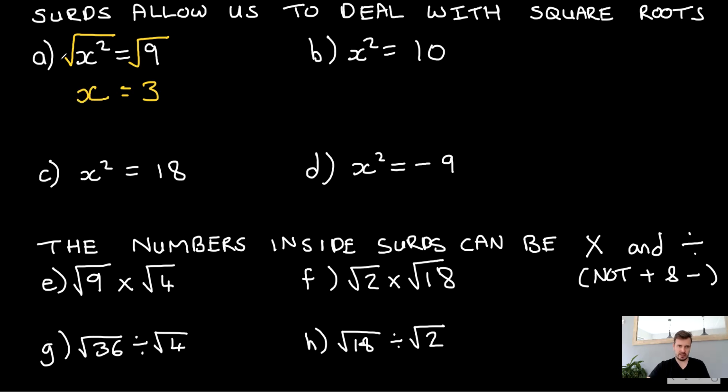So in other words, these things cancel out. So a squared can be canceled out by a square root because they're the same thing.